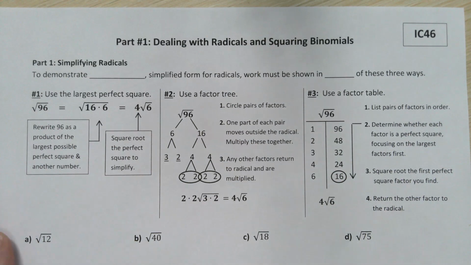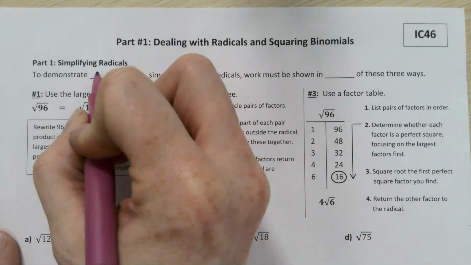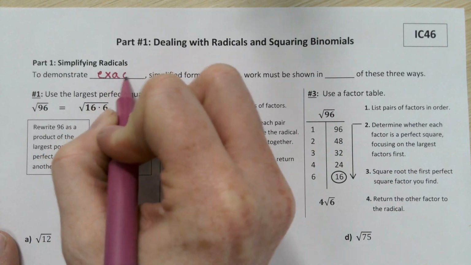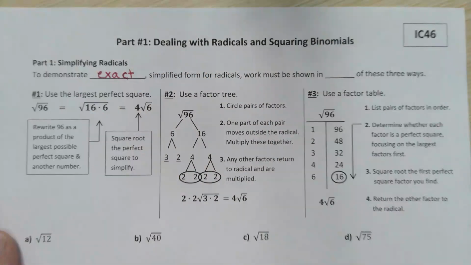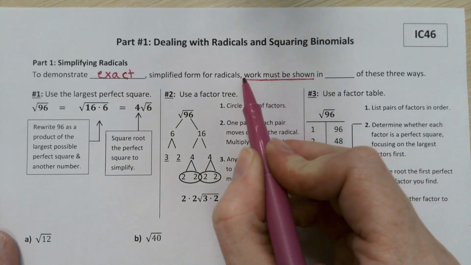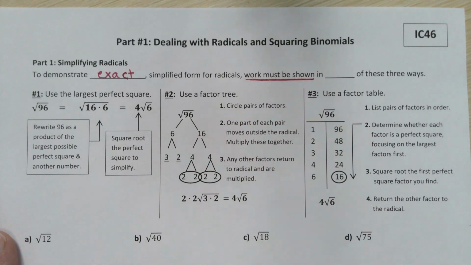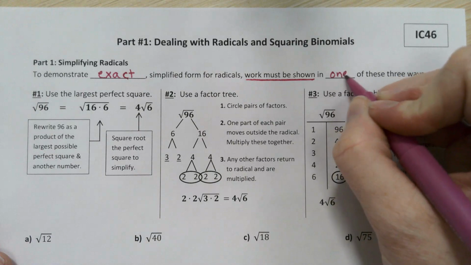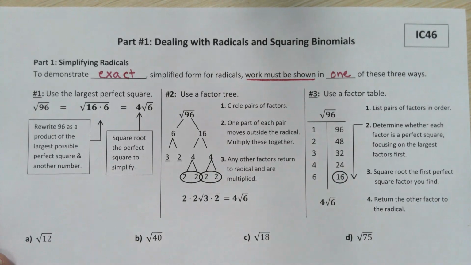This is going to be important for problems where you're asked to give your answer in what we call exact simplified form. In order to get to exact simplified form for radicals, you have to show your work. Work must be shown. For some of our scales, if we can't see the work for the radicals, the max score you can get is a 2.5. So you want to make sure that you're choosing one of these three ways to demonstrate your work.